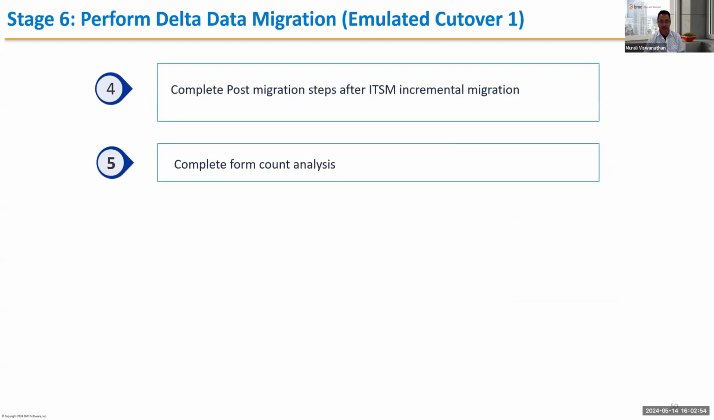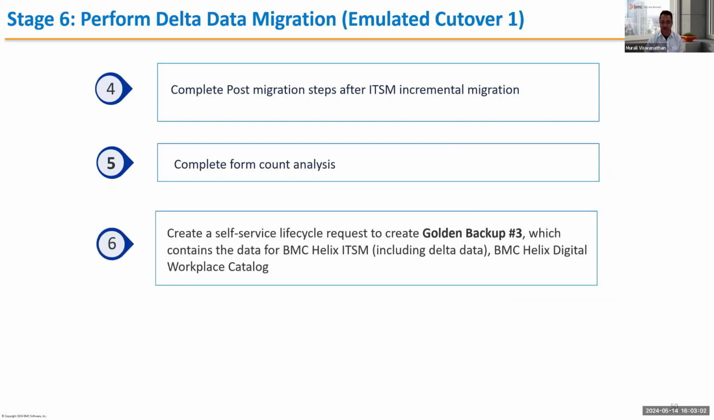So again, there are a few post-migration scripts you should run, and the most important thing we want you to do is also complete your form count analysis. That way you'll get an idea that all the data is migrated, and then at this stage we want you to create a new backup. So far you have only seen two backups, golden backups 1 and 2, right? So this is 3, which we want you to also have readily available anytime you need. So the golden backup 3 will always have your delta data also captured in there.